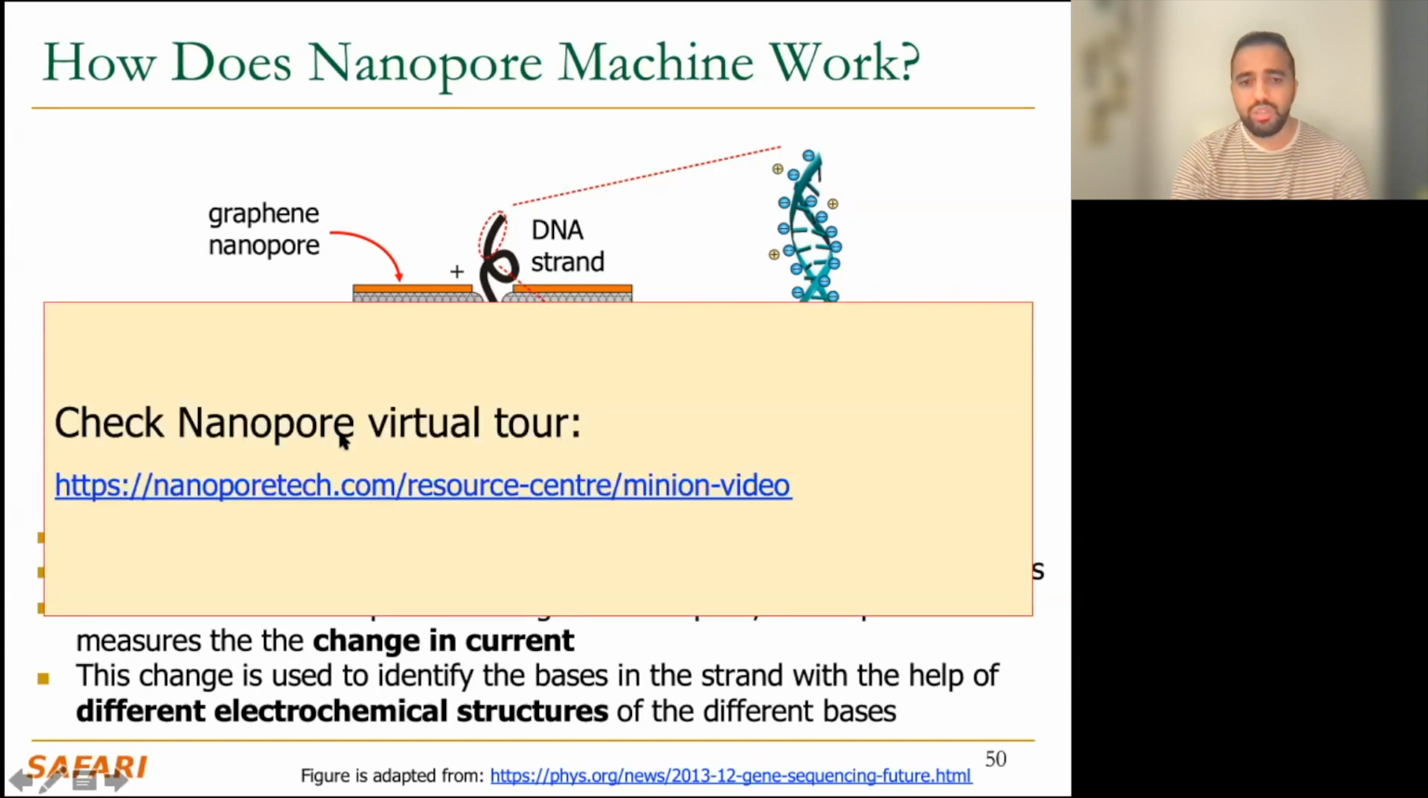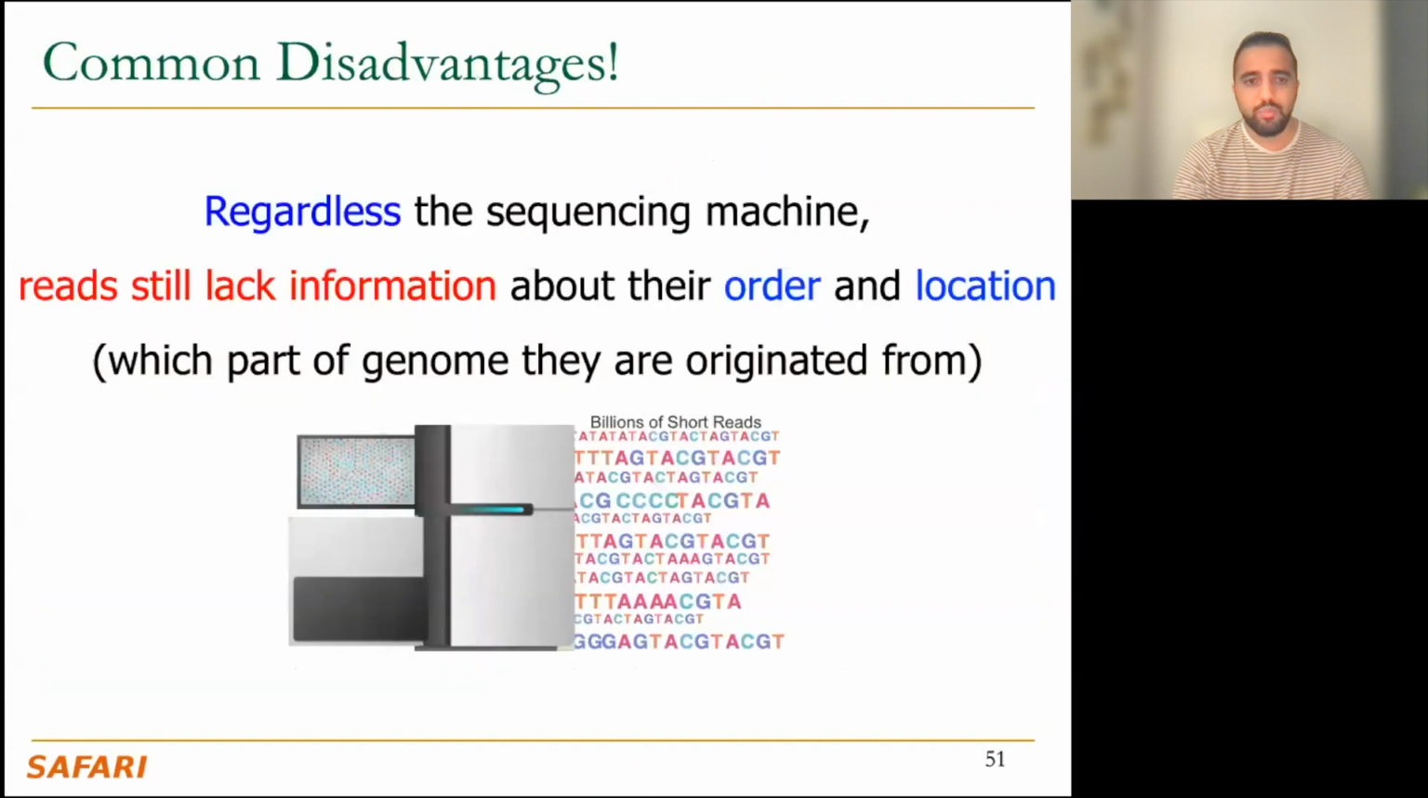Again, this is another video that I recommend everyone to watch about the sequencing process. I hope by that I covered the general idea of how we do sequencing in these two machines and how they work in general. And as I mentioned before, the common disadvantage between all these machines is that none of them provide any information about what read comes next after the current read. We don't know any information about their order, their location, and so on.